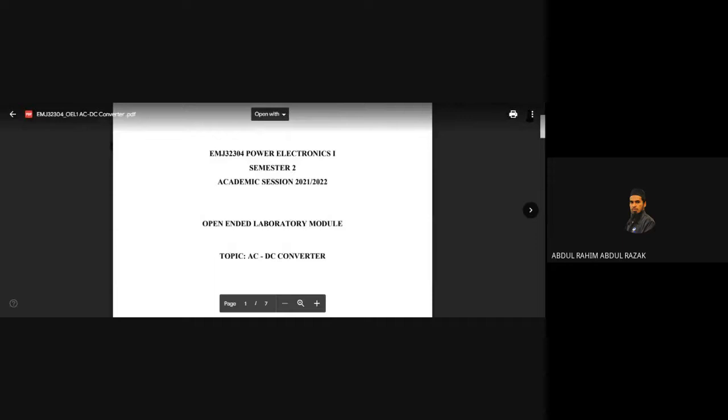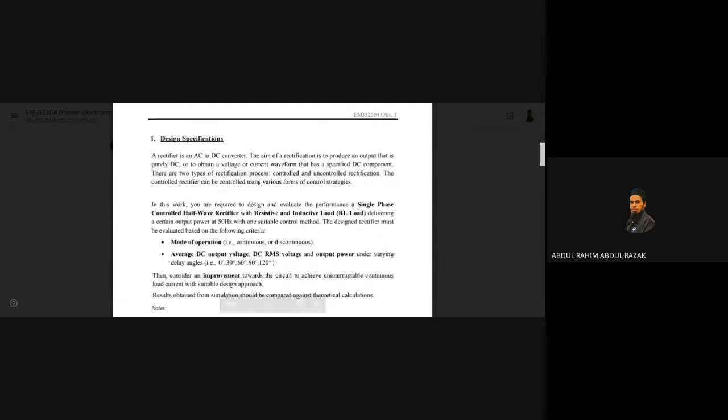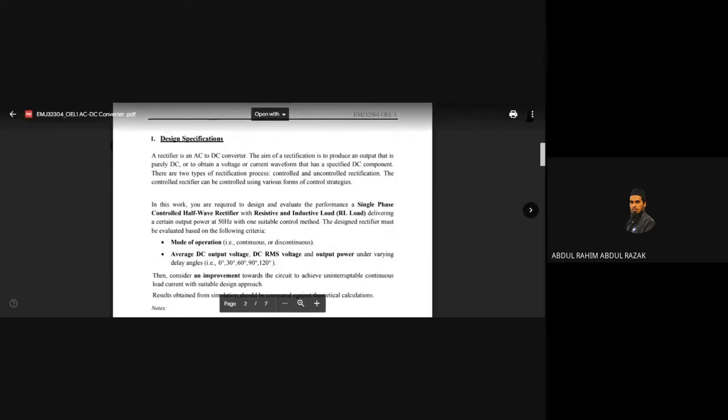Okay, OEL 1, AC-DC converter. For each subject you shall have an open-ended lab, meaning that we shall learn rectifier, converter, inverter and protection. So you have 4 OELs awaiting. For this task, please perform in group. It started over here: a rectifier is an AC to DC converter. The aim of rectification is to produce output.